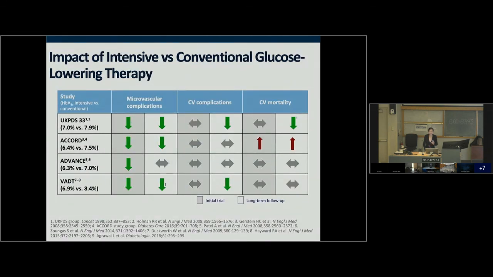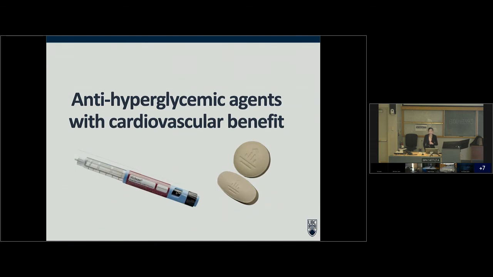Now, traditionally, our learning has been that microvascular complications decrease the better you manage the diabetes, the more intensely you get the A1C down. But from a macrovascular perspective, for cardiovascular complications and cardiovascular mortality, in the previous large studies, and there were 4 of those, there really wasn't a significant improvement in either of those macrovascular outcomes. But that is until very recently, when we started noticing that there are 2 specific classes of antihyperglycemics that have been shown to have cardiovascular benefit. So we'll talk about those.